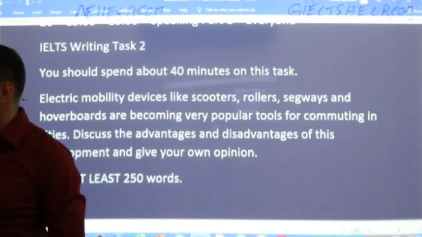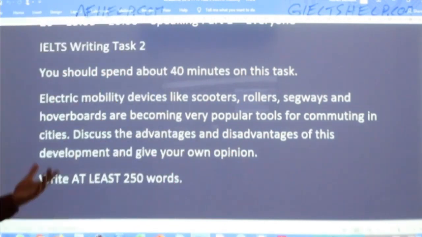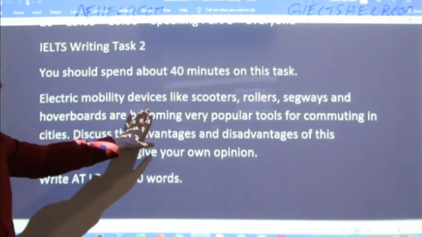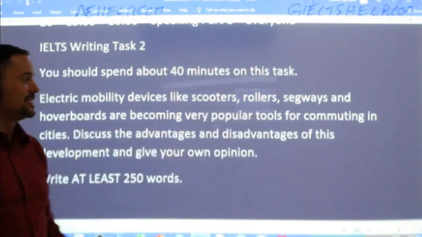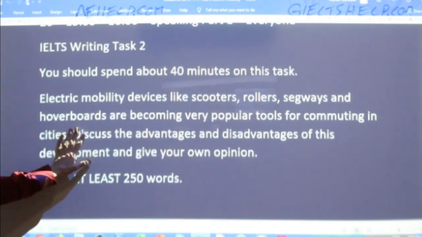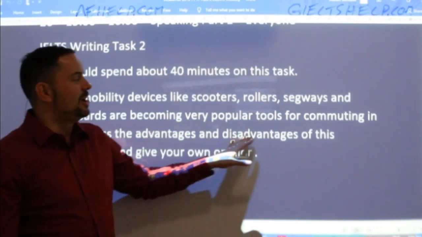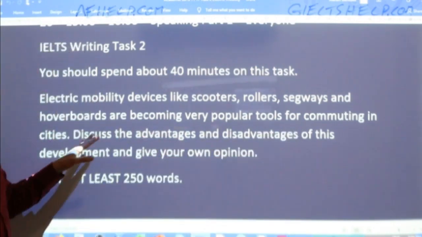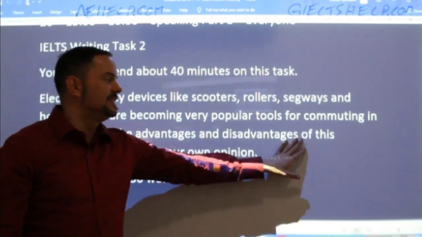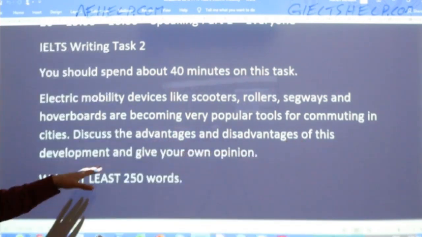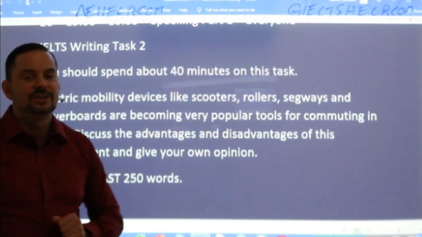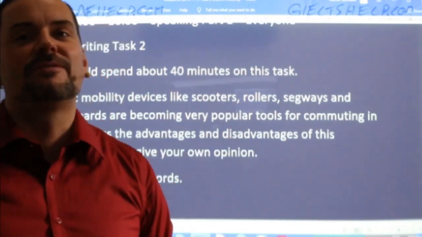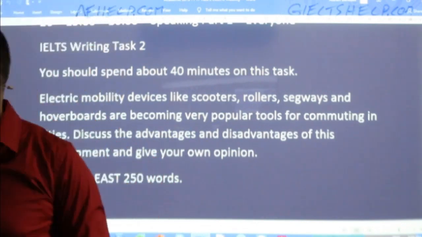All right, kind of an interesting question for today. Let's read it. It's always step 1. Electric mobility devices like scooters, rollers, segways, and hoverboards are becoming very popular tools for commuting in cities. Discuss the advantages and disadvantages of this development and give your own opinion. It's a fun topic for our modern world.